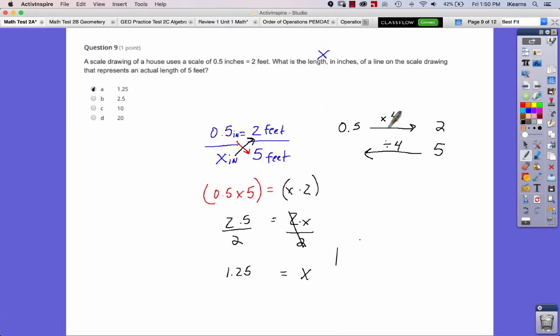So this is using a scale factor. This is cross multiplying. Either one will work.